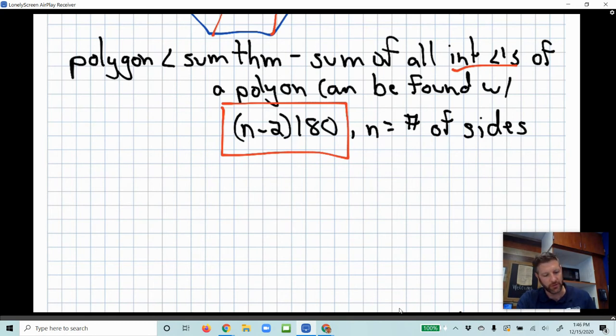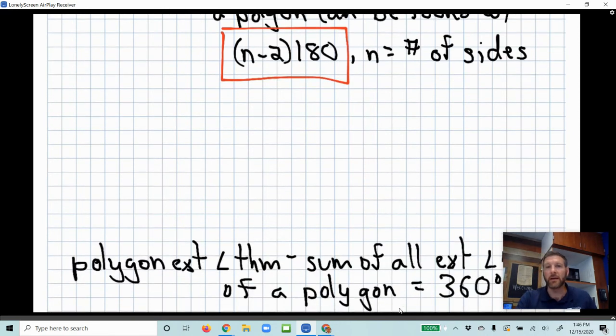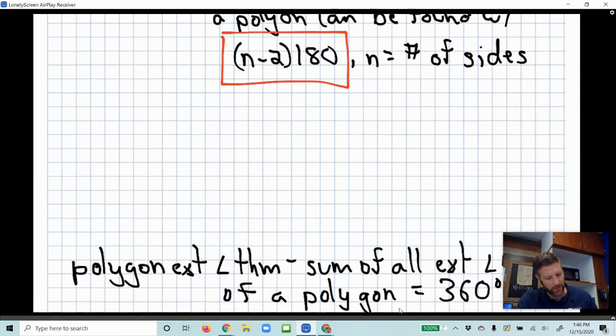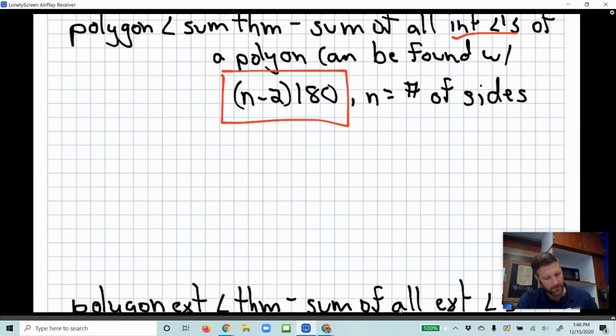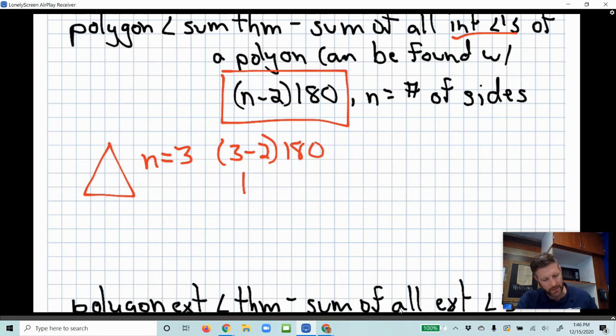So I'll show you, we can apply this to something we already know. We know that all of the angles inside a triangle have to add up to 180. So if you have a triangle, n would equal 3 because you have 3 sides. And so you would plug that in and say 3 minus 2 times 180. Well, that's just going to be 1 times 180. And so all of those angles add up to 180.